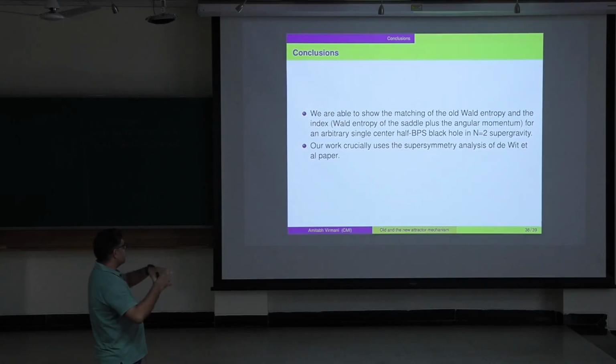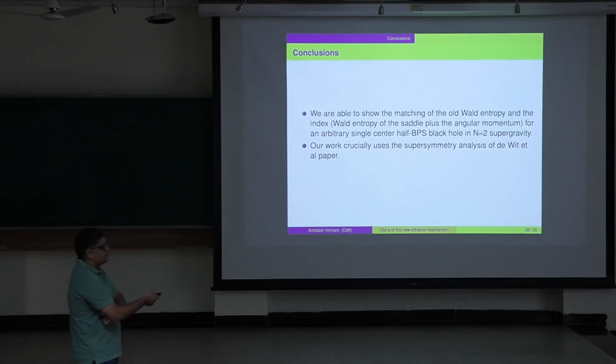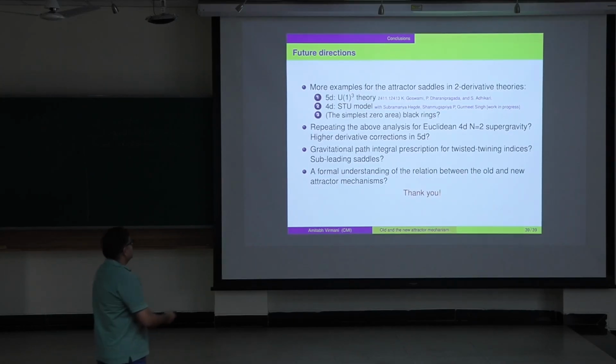We only know some of its properties at the poles, that's all. But that's all we need to do this computation. Our work crucially uses the supersymmetry analysis of DeWitt et al. This paper is really very complicated, but as I said, I was introduced to this paper 25 years ago, and it has been on my mind for many years, and we were able to do something with it. Okay, so future directions and some comments.